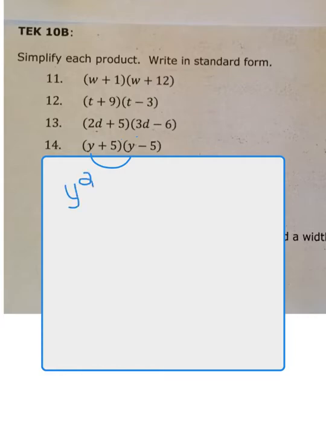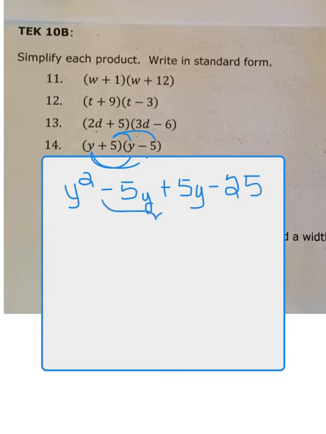And outer terms, so y times negative 5 is minus 5y. Inner terms, 5 times y is positive 5y. And then the last terms, 5 times negative 5 is negative 25. So we do all the same steps. We do FOIL, and then we go back and we combine things that can be combined.